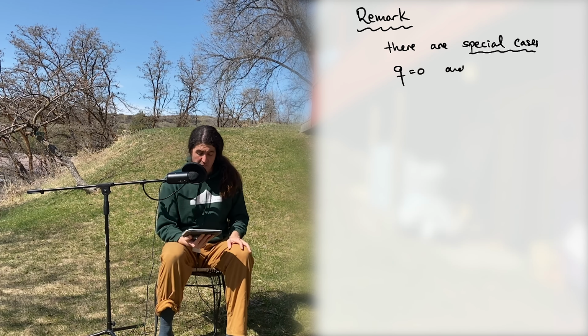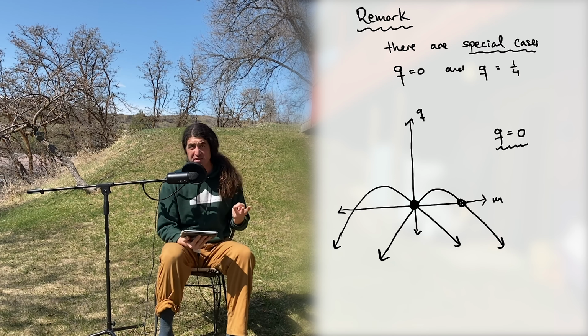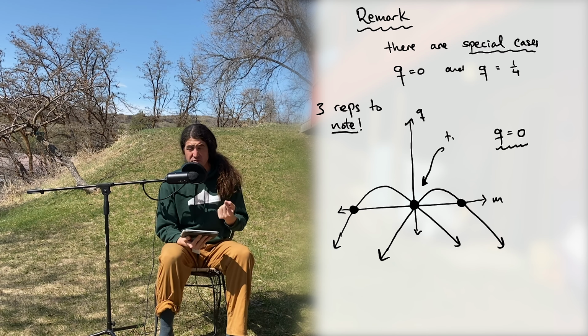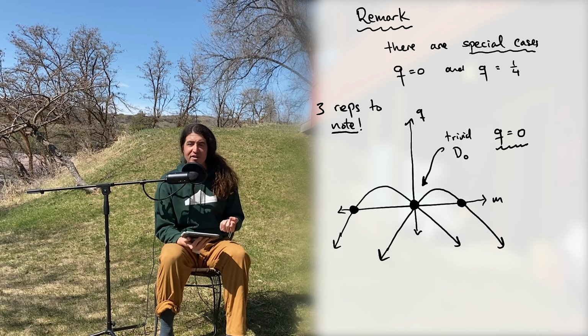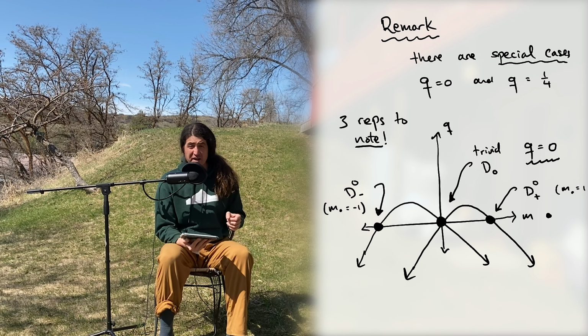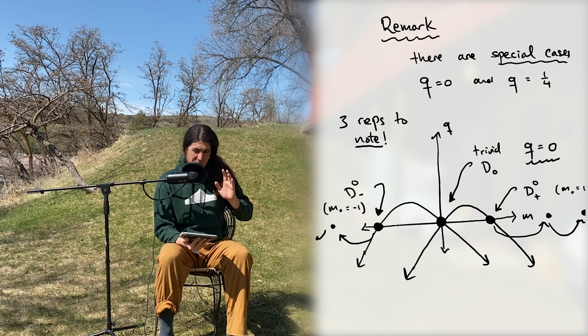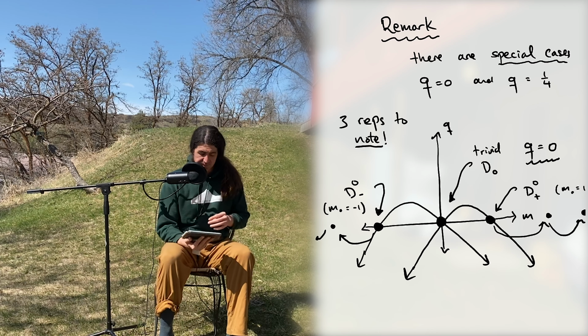Okay, so a quick remark here. The case of Q equal to 0 has 3 irreducible representations. One at the origin, which is the trivial representation that was also a representation of SU2, if you recall. But now there's also 2 representations with M equal to plus or minus 1 respectively. And those are similarly defined as discrete representations that go out to minus infinity or plus infinity.